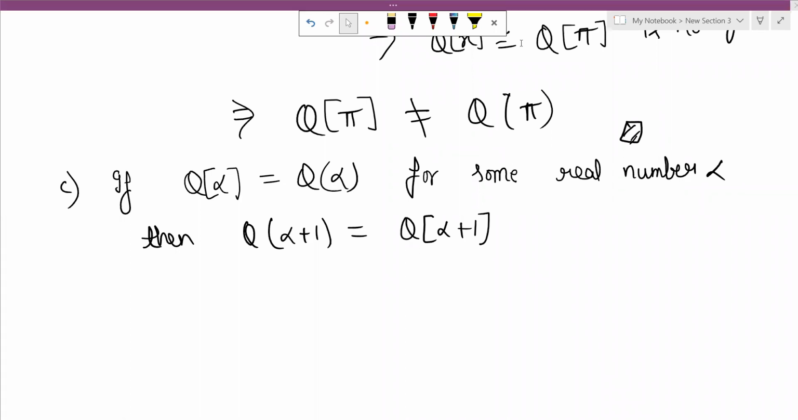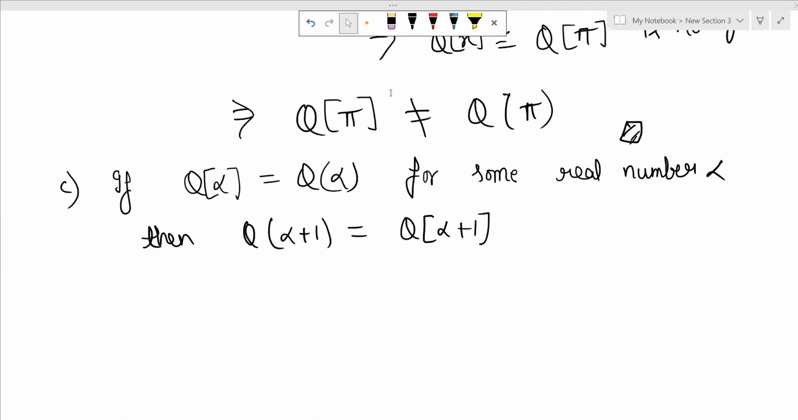Tell me, Muthu Kumar, you are saying something, right? It is valid only for some real alpha. Yes, for some real numbers alpha they are valid. I even gave you a hint about what kind of real number it is valid for.